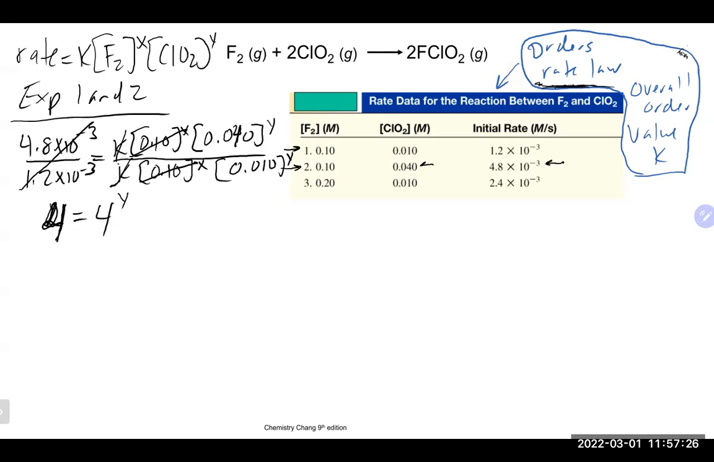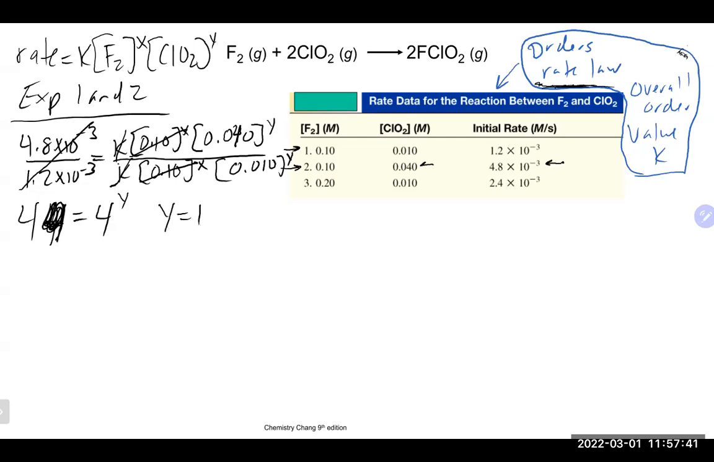And that obviously gives us 4 divided by 4 is equal to 4 in this case. Yeah, so 4.8 divided by 1.2 is 4. And that gives us 4 is equal to 4 to the Y. Again, you could clearly see in this case that Y is equal to 1.